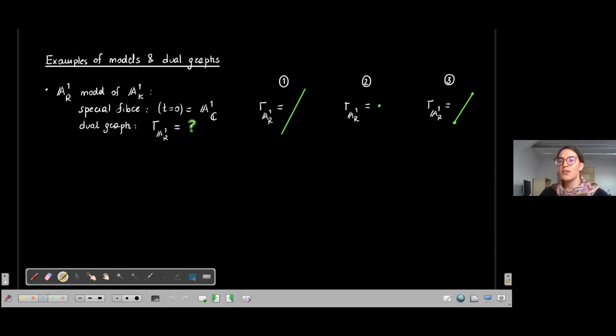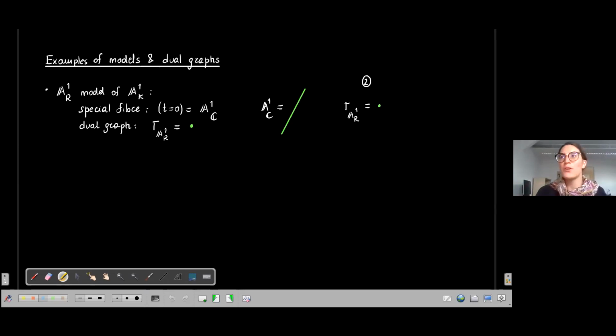I will pause a second and wait for the answer, even if it seems that you all agree from now. Okay, I hope I can see all the answers. Anyway, the ones that I can see are correct. The correct picture of the dual graph is the second one, because the affine line A1 is just one component. So we get one vertex, and then we have no nodes, no other components. That's everything we can see in the dual graph.